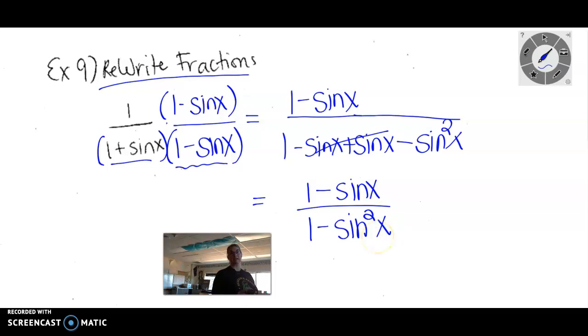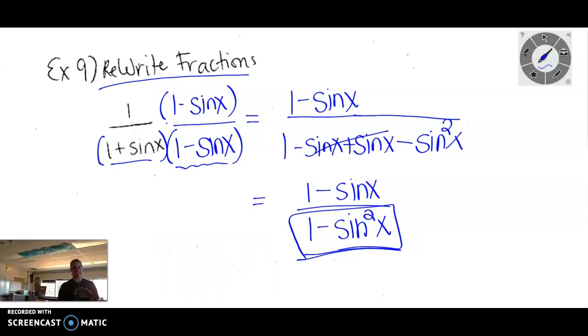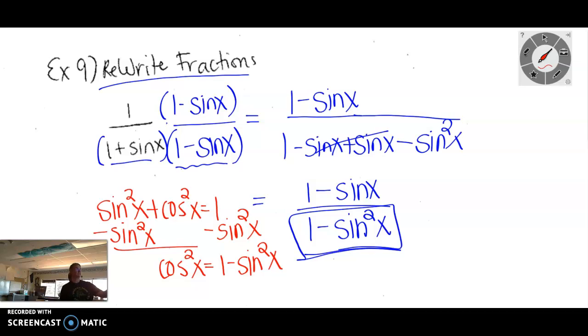Do you notice any identities? This right here has to start sticking out in your brain. That is a Pythagorean identity rearranged. Remember, we have sine squared x plus cosine squared x is equal to 1. Rearrange that. Pause the video, rearrange it on your own so it looks like the denominator. Okay, hopefully you got it. If you subtract sine squared x from both sides, you get 1 minus sine squared x on the left side, and on the right side, equals cosine squared x.